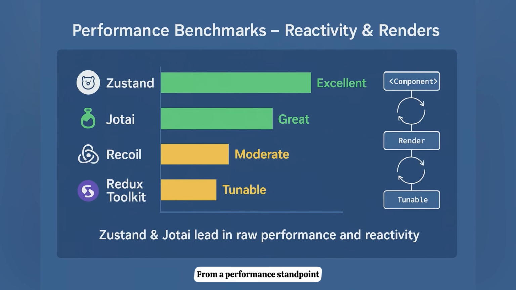From a performance standpoint, Zustand usually outperforms the rest. It avoids unnecessary re-renders and keeps your components snappy. Jotai comes close with smart atom-level updates. Recoil is efficient when selectors are tuned well. Redux can be highly performant too, but only if you're careful with memoization, selectors, and avoid unnecessary state bloat.